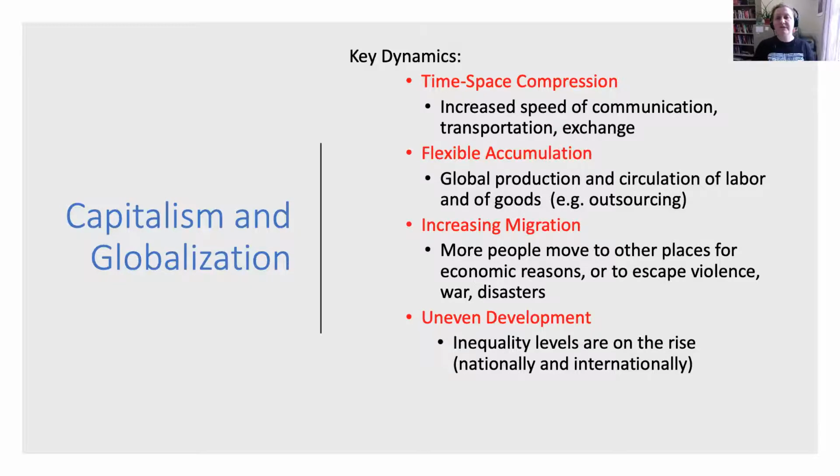Okay, so by time-space compression, we refer to the increased speed of communication, transportation, and exchange. If you think about the last maybe 40 to 50 years, although some of these things go a little bit earlier, air travel has become much more common and much more expansive, right? That's one example of transportation making time and space more compressed. It's faster now to go from one continent to the other than it was 100 years ago.